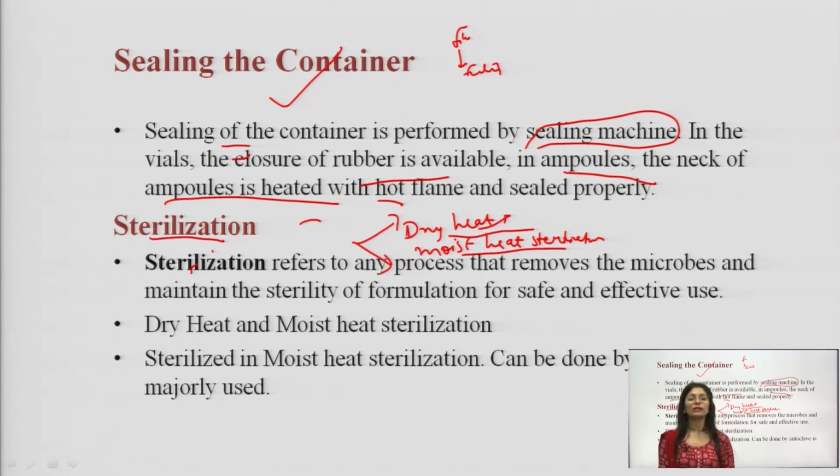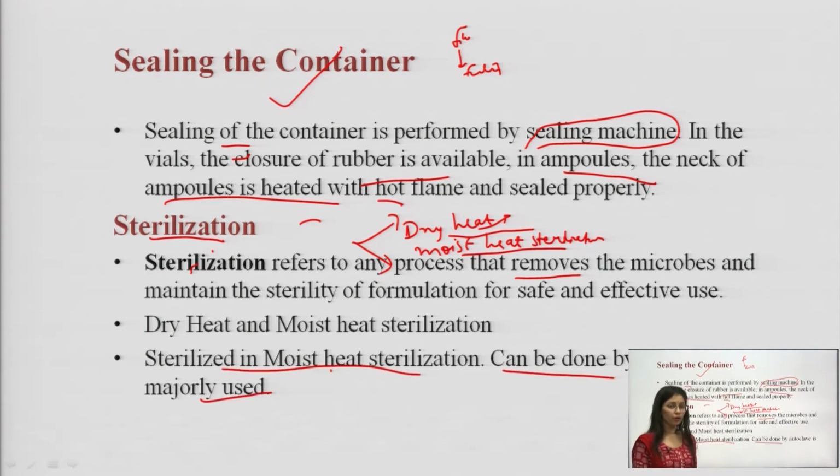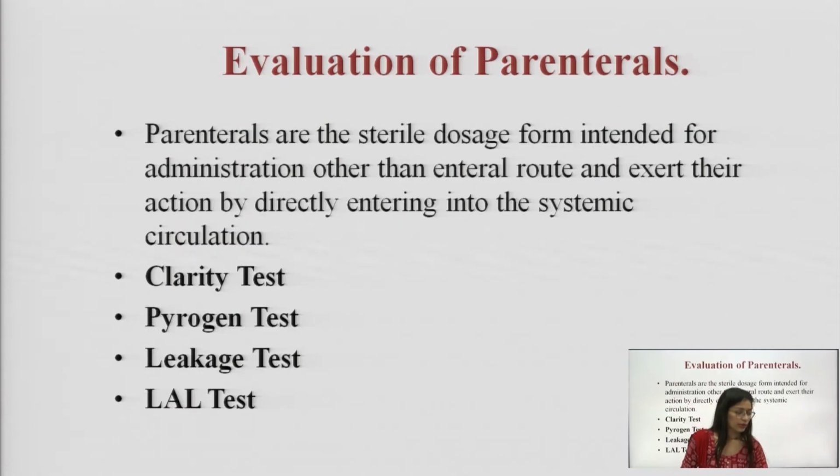Sterilization refers to the process that removes the microbes. We don't want any kind of microbe in our formulation, because if microbes are there in our parenteral products, in our IV route administration, by mistake, it can cause microbial contamination and can cause problems to the patient. That's why sterility needs to be maintained. Dry heat and moist heat sterilization are used. In moist heat sterilization, the autoclave is majorly used in order to do the sterilization process.